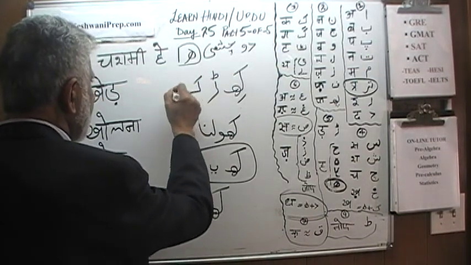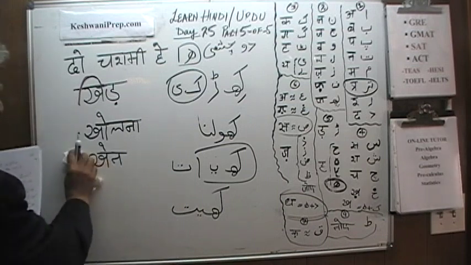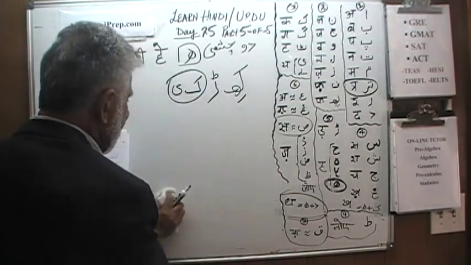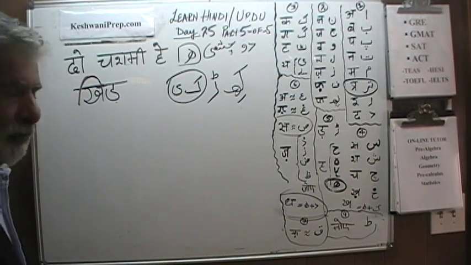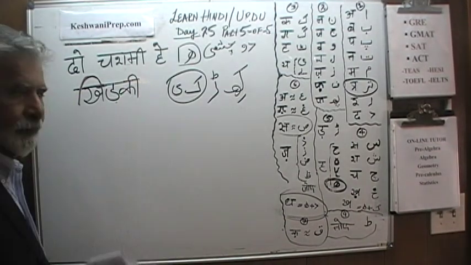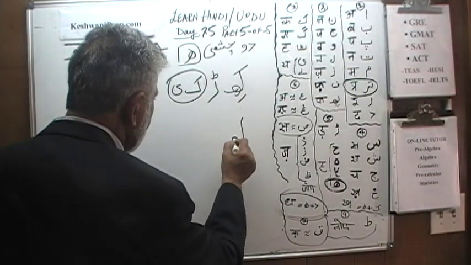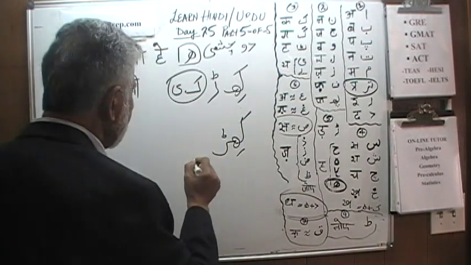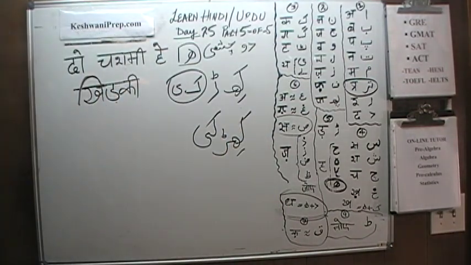Kaf and a choti hai. That's a badi ki matra. And that gives us key. So we have kir, key, kirki, a window. Kirki. Let's put them together, shall we? Kir, and then this kaf is going to join the choti, kirki. Just like that. Kirki. Let's do one more.